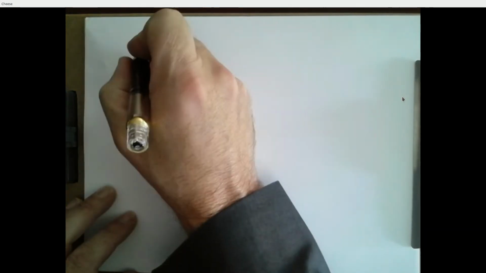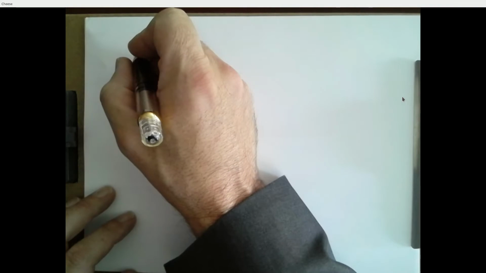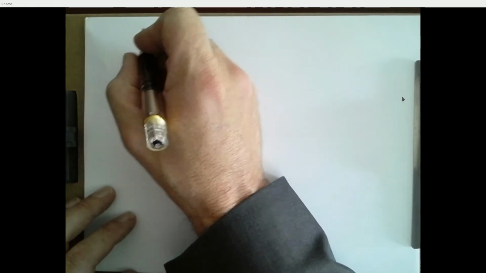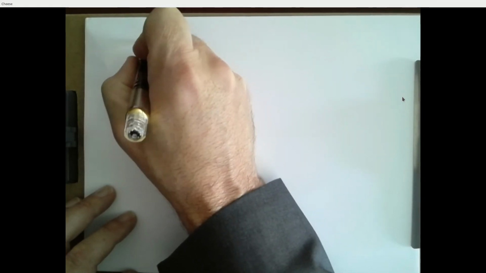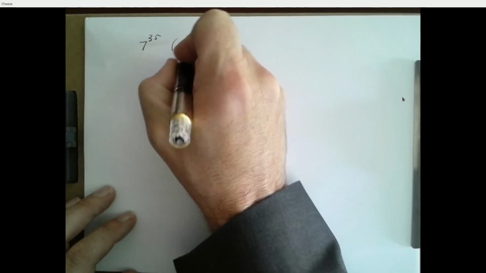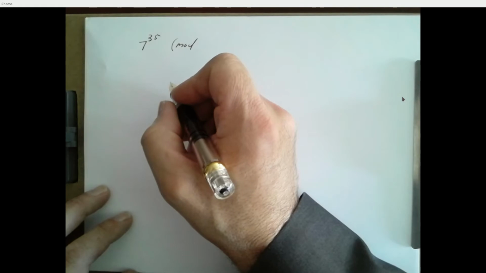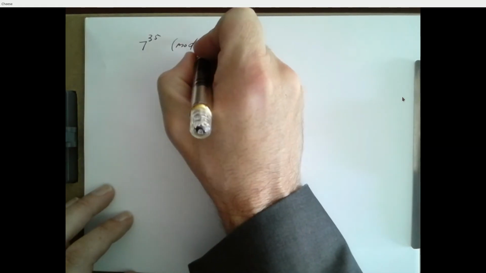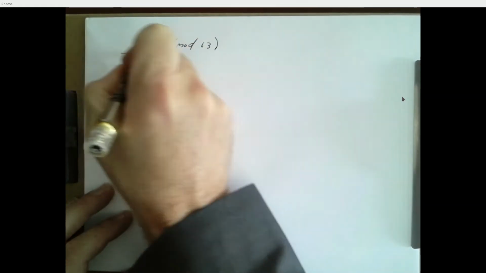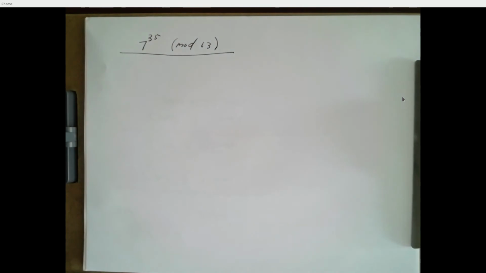All right, so let's do this example from the video, which I think was trying to find 7 to the 32nd. No, 7 to the 35th. So 7 to the 35th mod 13? Yes. Okay. So here's the setup.